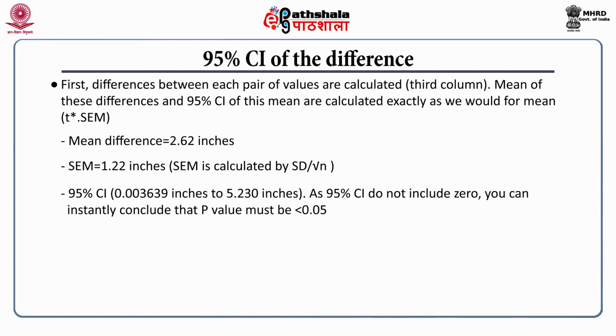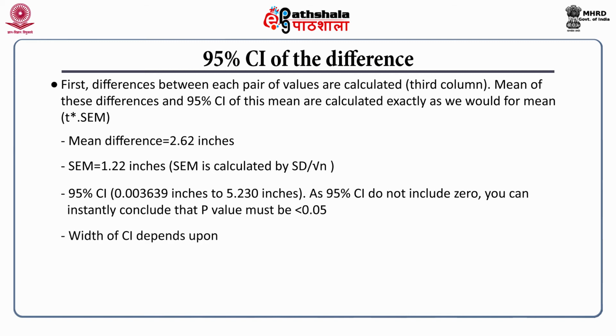As we can see here instantaneously, this range does not include our null hypothesis of no difference, that is 0. Of course, this range does not include 0, because the lowest value, 0.0036, is still a little bit higher than 0. So as the 95% CI does not include 0, you can instantly conclude that the p-value must be less than 0.05. It's less but not significantly less. It's a little bit less than 0.05.